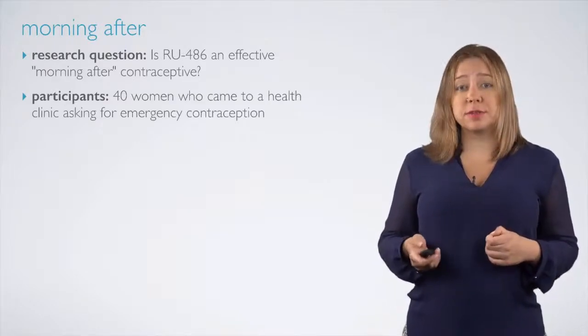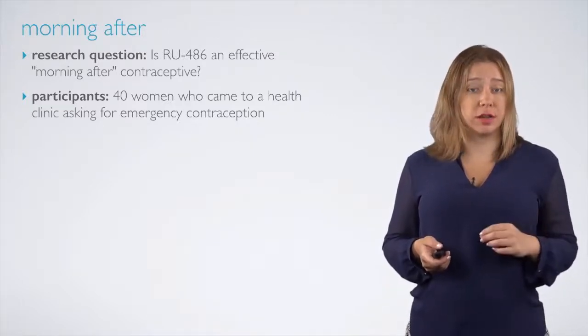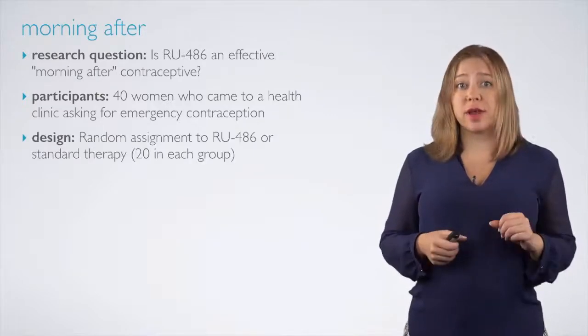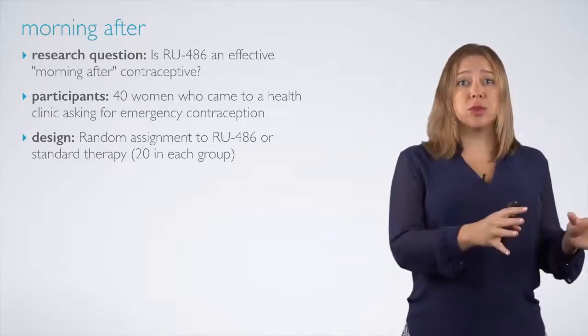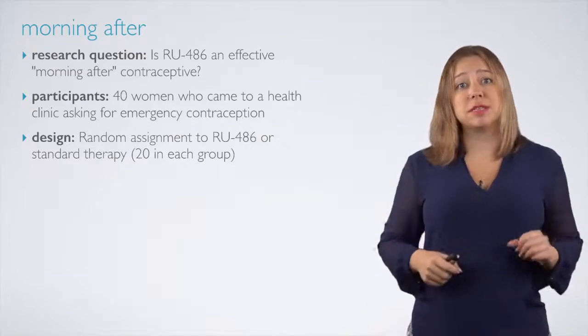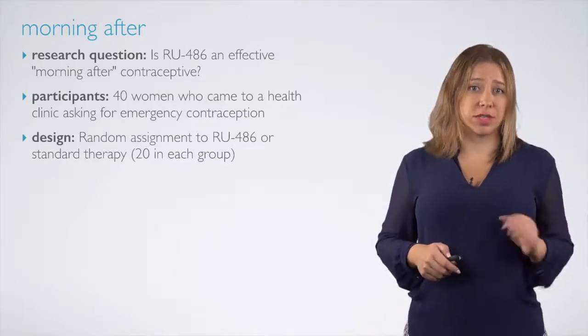The study participants were 40 women who came to a health clinic asking for emergency contraception. Investigators randomly assigned 20 women to receive RU486 and the remaining 20 to receive standard therapy consisting of high doses of the sex hormones estrogen and a synthetic version of progesterone.